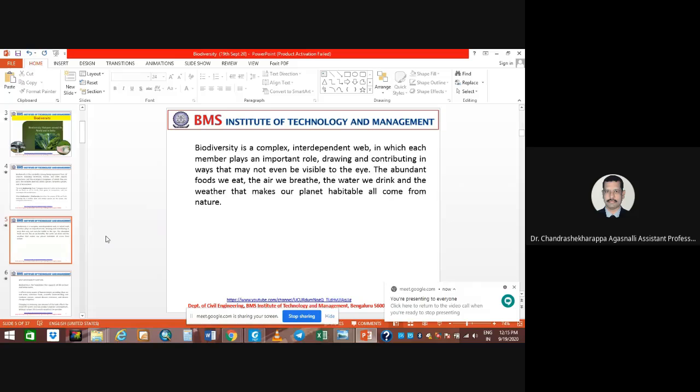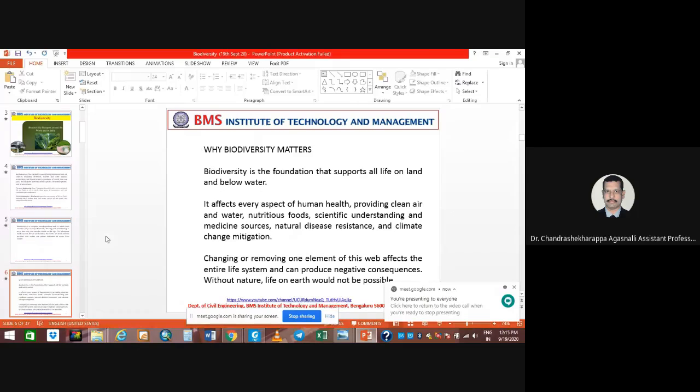Natural resources, right? So here is why biodiversity matters. Biodiversity is the foundation that supports life on the earth, on land and below the water. It affects every aspect of human life, especially health, providing clean air and water, nutrients, good food, scientific understanding and medicine sources, natural disease resistance, climate change mitigation, everything. If there is good sunshine, it gives vitamin D, and in each and every season we have a very good natural disease resistance power. How come? That is from nature. We are not at all aware of this, because we are busy with our routine life.